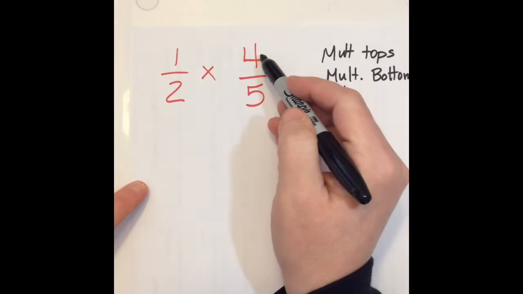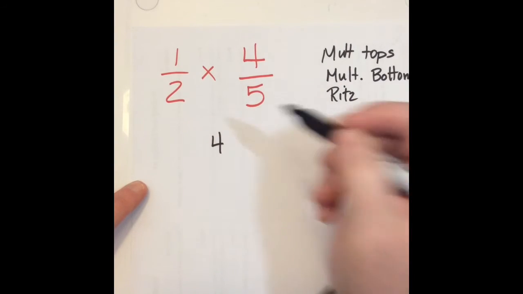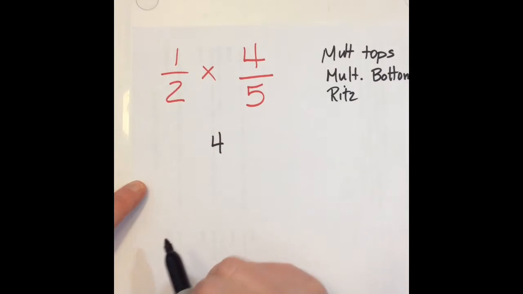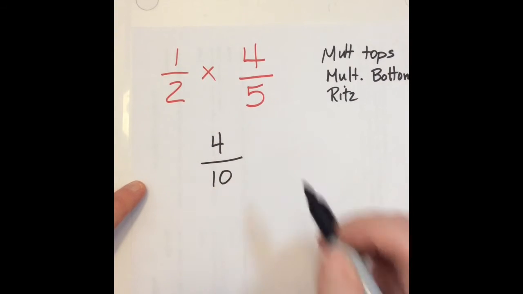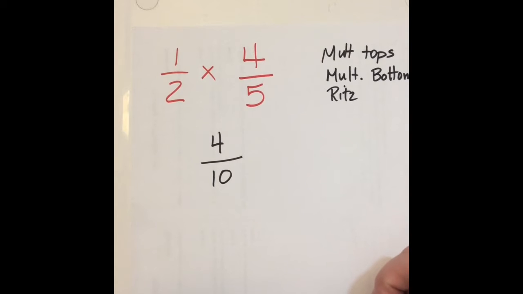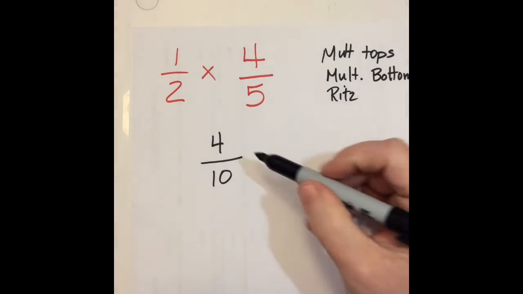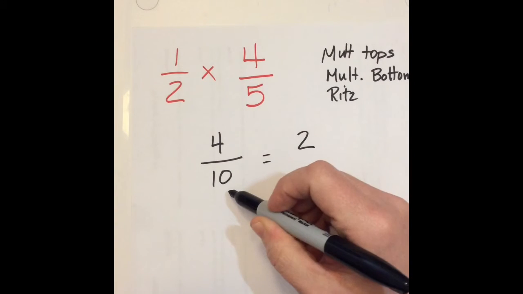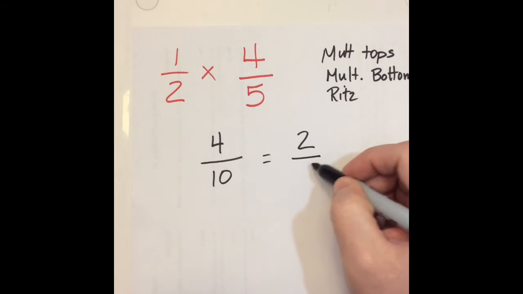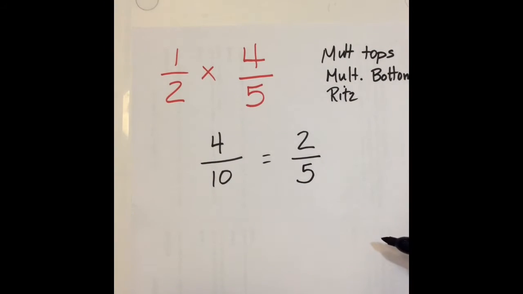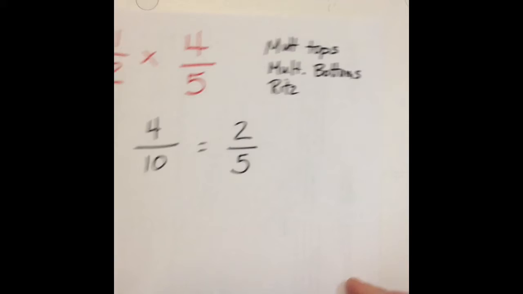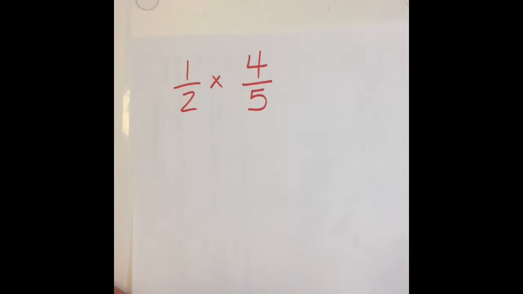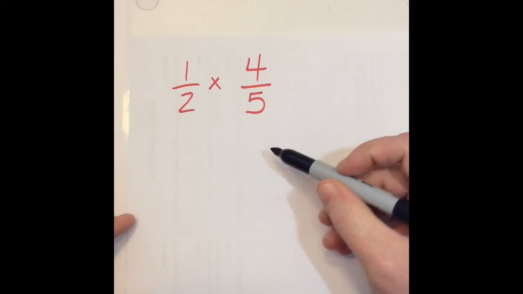So I'm going to do 1 times 4 is 4, and 2 times 5 is 10. And now is there something that I can reduce 4/10 by? Well, 2 divides into both of them, so I can divide 4 by 2 and get 2, and divide 10 by 2 and get 5. 2/5.